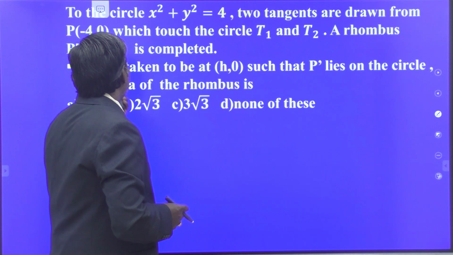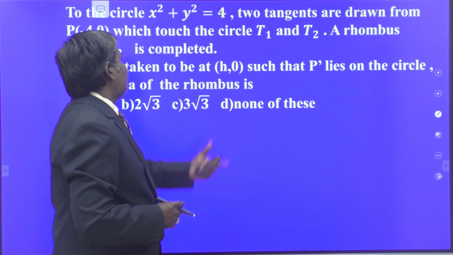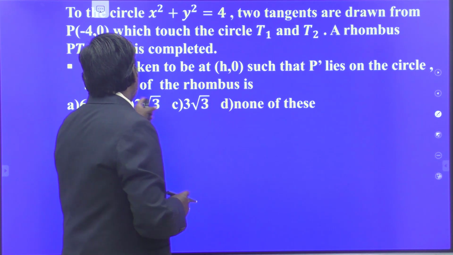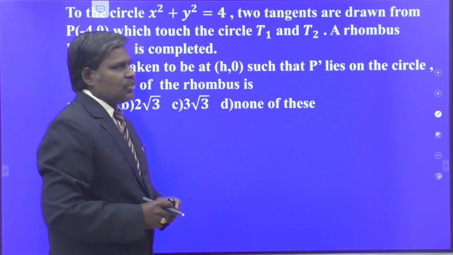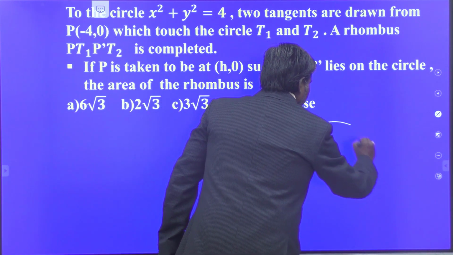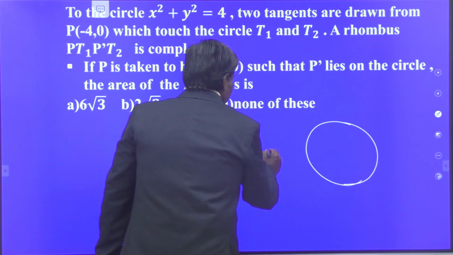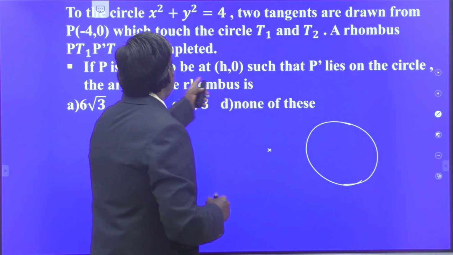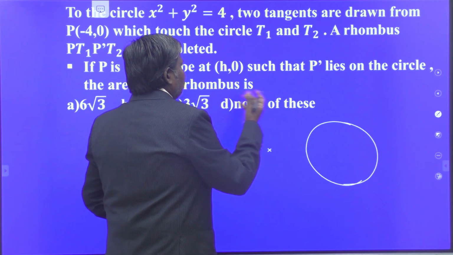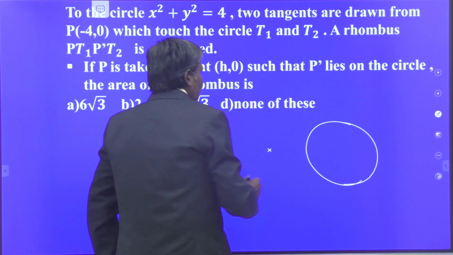And this is the question. This is the same paragraph. P is taken at the point h comma 0 such that P dash lies on the circle, then the area of the rhombus is what? That is the question. So this is the circle. This is your point. P is taken at the point h comma 0 such that P dash lies on the circle. The area of the rhombus is what?